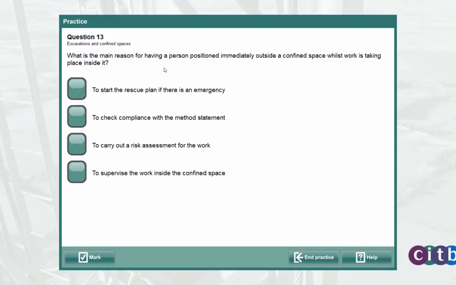What is the main reason for having a person positioned immediately outside a confined space whilst work is taking place inside it? To start the rescue plan if there is an emergency. To check compliance with the method statement. To carry out a risk assessment for the work. To supervise the work inside the confined space.